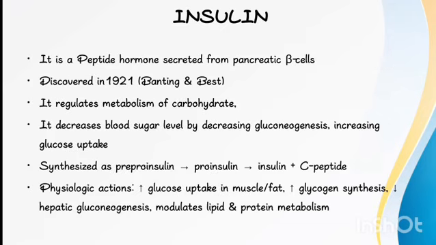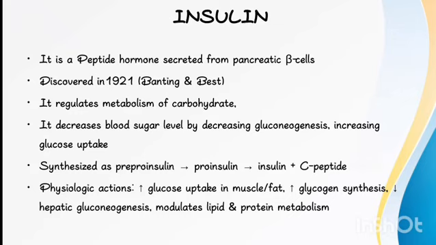Insulin. Insulin is a peptide hormone secreted by the beta cells of the pancreas. It was discovered in 1921. Insulin regulates the carbohydrate metabolism by decreasing gluconeogenesis and increasing glucose uptake by tissues.